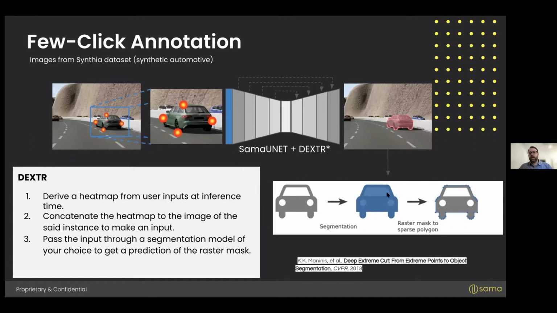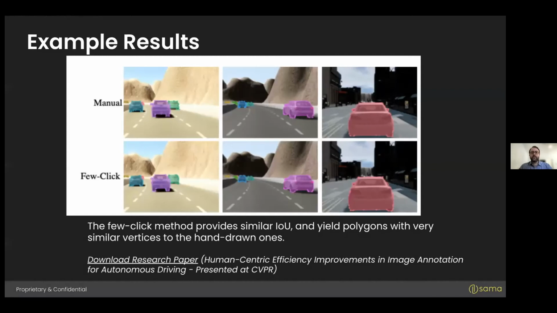From that raster mask, we then do a little bit more refinement to convert that raster mask back into a sparse polygon that's returned to the user in the interface as a predicted polygon. You can see some visual examples of those results here, where we have manual annotation of the vehicles, as well as the results of the few click annotation for the same images.